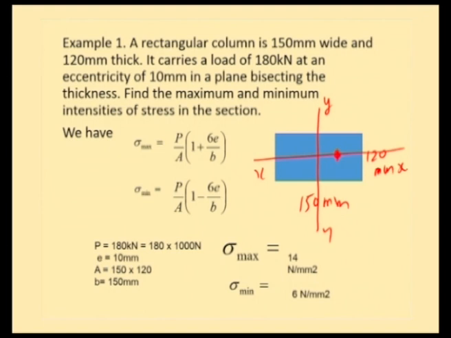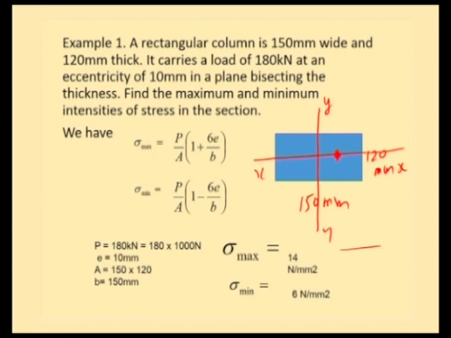If this is the case, then we can directly use the formula for maximum stress as P by A into 1 plus 6e by b, and minimum stress as P by A into 1 minus 6e by b. P is given as 180 kilonewton, which is equal to 180 into 1000 newton, and eccentricity is 10 millimeters as given in the problem. Area of cross section will be 150 mm width and 120 mm thick, so 150 into 120, and then we need b. b is the dimension width, so 150 mm. If we substitute the values of P, A, e and b, we will get maximum stress as 14 newton per mm squared and minimum stress as 6 newton per mm squared.